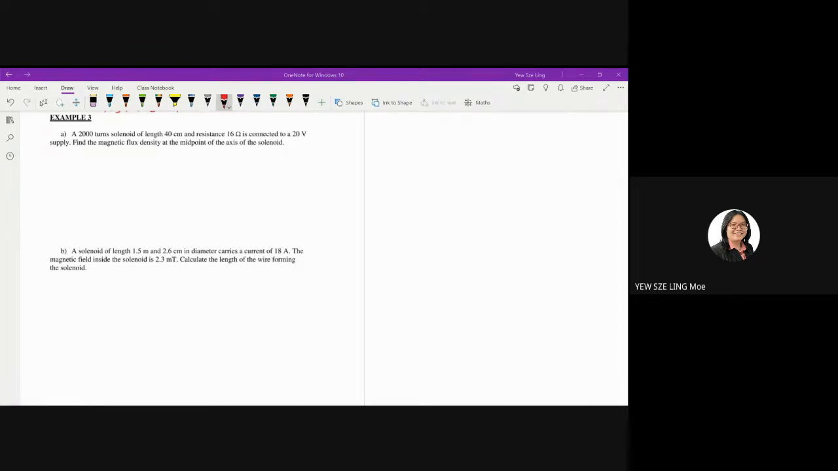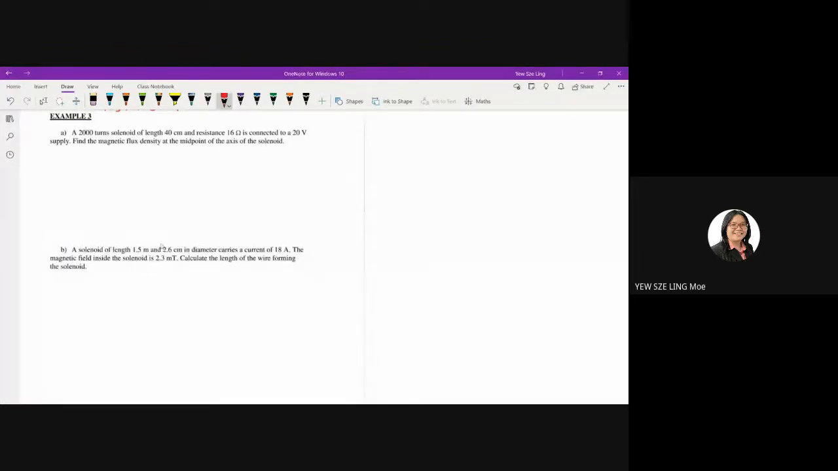Okay, example 3. Now you have a 2000 turn solenoid. So now you see you have the object known as solenoid. So once again, before you answer the questions, you already know what is the equations that you can use, depending on the questions on where is the object. So a 2000 turns, that is your N, of length, that is capital letter L, sorry, and the resistance R is connected to a 20 volt.